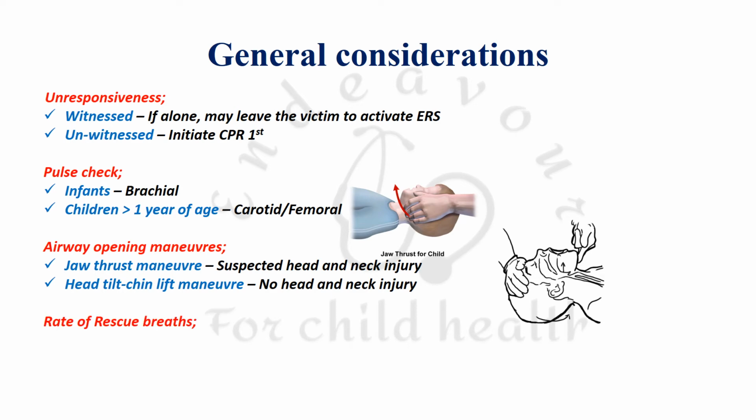The rate of rescue breaths is also very important. We saw in the algorithm that if the victim is unresponsive but his pulse is good and his breathing is abnormal or absent, then you have to provide rescue breaths by the 3 methods I told you: mouth to mouth, mouth to mask, or bag and mask. In that case, there has to be a certain rate in which you have to give these rescue breaths.